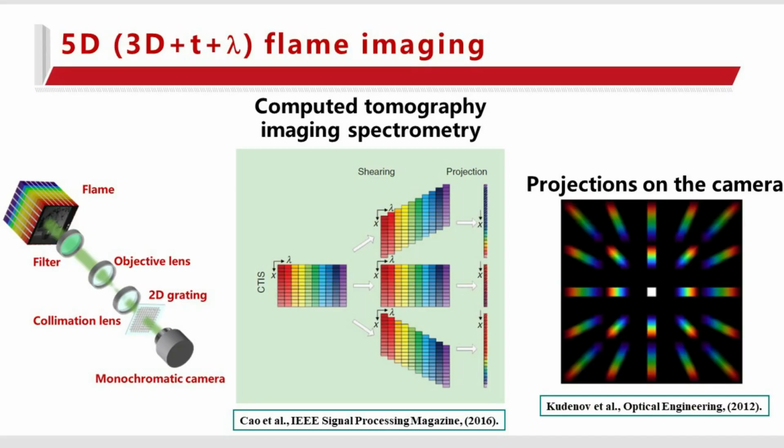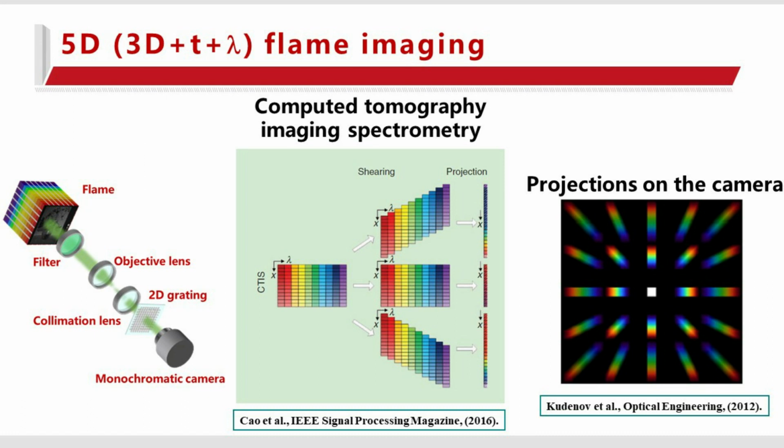So how to do that? It's very simple. In front of a regular camera, you put a 2-dimensional grating. Due to the diffraction, the data cube will be dispersed along different angles. So, for example, as you can see here on the right, you have 25 projections.